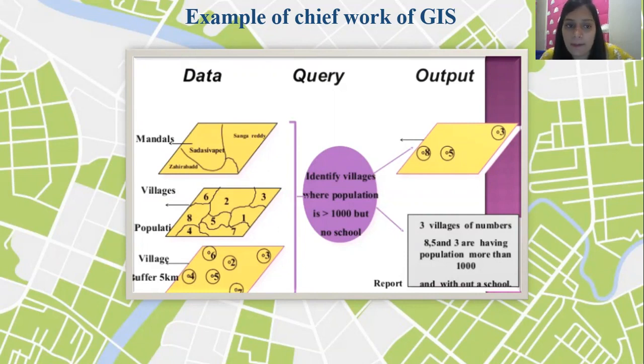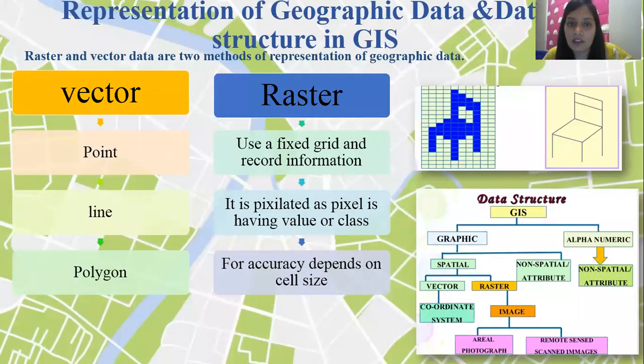Now, here I have just shown you an image of the type of data that is used. Which type of data the GIS framework uses and how it works, we will see further. Moving further, you can see the representation of geographic data and data structure in GIS. Firstly, I would like to draw your attention to the symbology which I have shown in the right top corner. You can see the image of a chair.